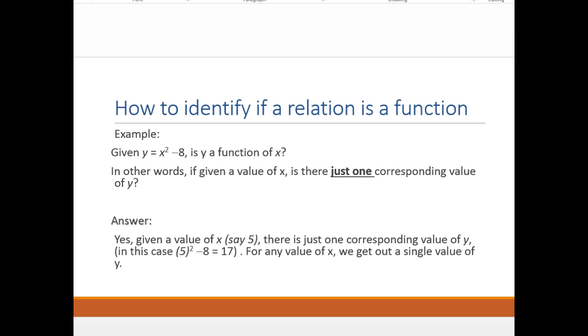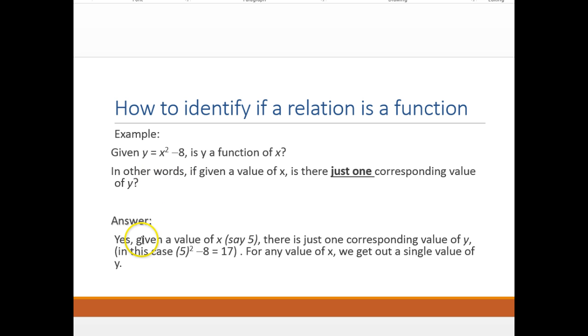Question is, how can we identify if a relation is a function or not? Let's look at an example. We're given the function y equals x squared minus 8. Is y a function of x? In other words, given some value of x, is there just one corresponding value of y?